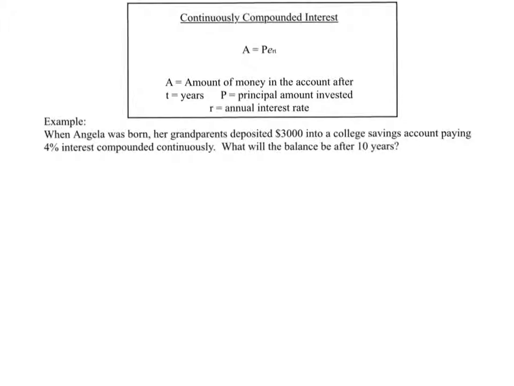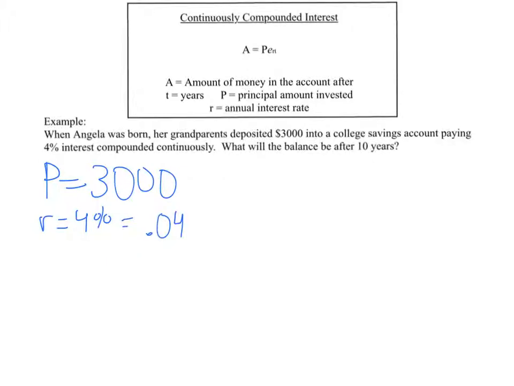It says, when Angela was born, her grandparents deposited $3,000 into a college savings account. Alright, that's going to be my principal amount. That's what was originally deposited. So P is going to be equal to $3,000. And the savings account pays 4% interest, so we know that that's going to be r, the annual interest rate. So r equals 4%. Remember, we do need to move that decimal so that it's 0.04. And then they want to know what will the balance be after 10 years. So t, talking about years, is 10.